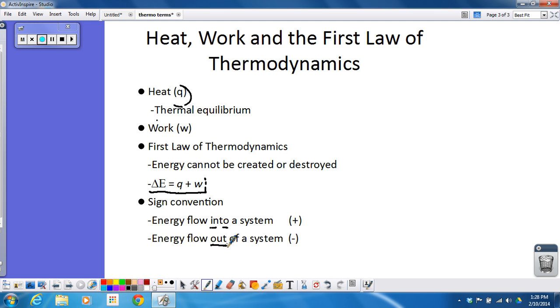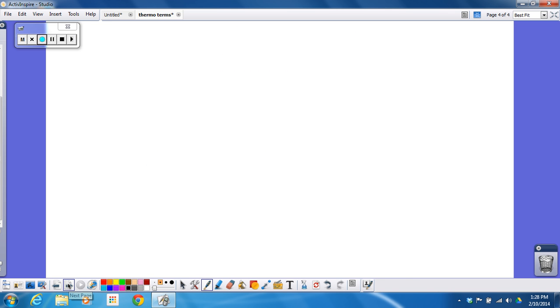Positive is endothermic, which means heat is flowing into the system, so it feels colder. In terms of system and surroundings, when heat flow is positive, heat flows from the surroundings into the system. When energy flows out of the system, the sign is negative. In chemistry, that's an exothermic reaction. Heat is given off. Heat goes from the system to the surroundings. And those are all the terms you need to know right now for thermodynamics.